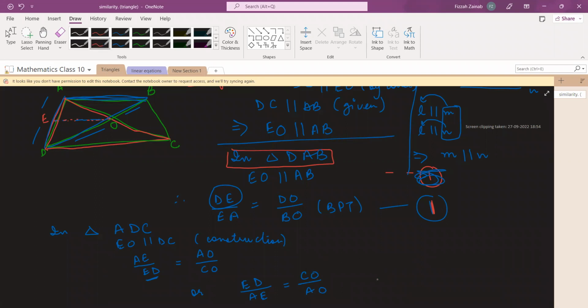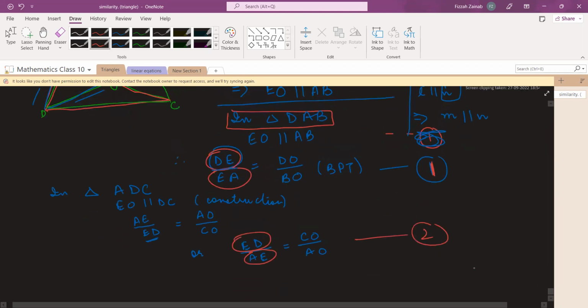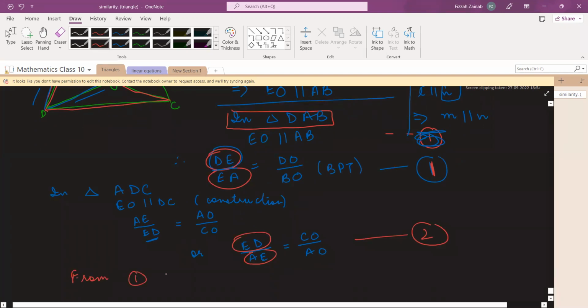Okay. Now, can you just compare 1 and 2? So this is DE, this is DE. See, ED and DE, same thing, right? And EA, so and the CO upon A is equal to D of V. So yeah, the left hand side is the same, right? So from 1 and 2, now I get DO upon BO is equal to CO upon AO.